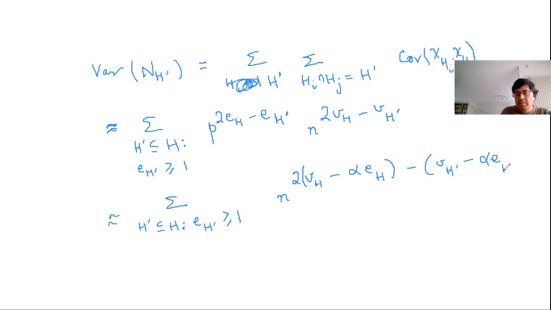It's slightly messy, but not too bad. I'm not going to simplify this further, I'll just keep these terms. So this is the variance. Note it down, we'll need to use it later. This is the variance of the number of copies of H.